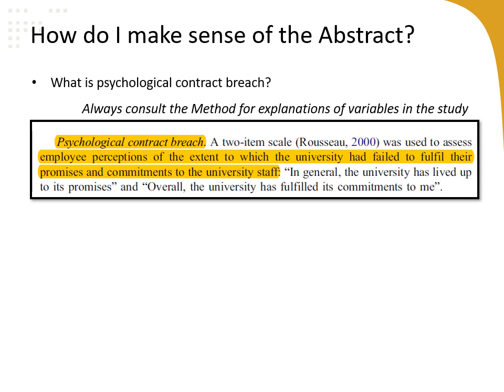So you can see some sample items here. In general, the university has lived up to its promises. Overall, the university has fulfilled its commitments to me. These were reverse coded so that higher numbers meant more psychological contract breach, because a breach would be not meeting the promises and not fulfilling commitments.